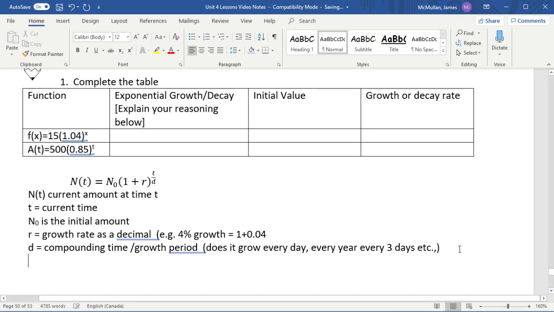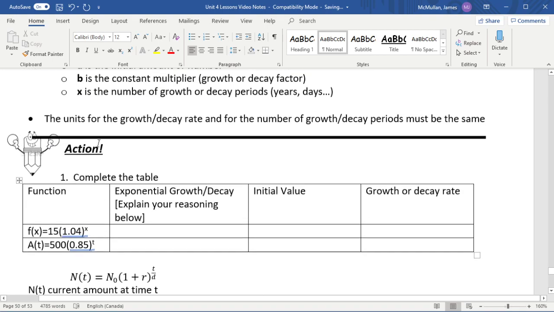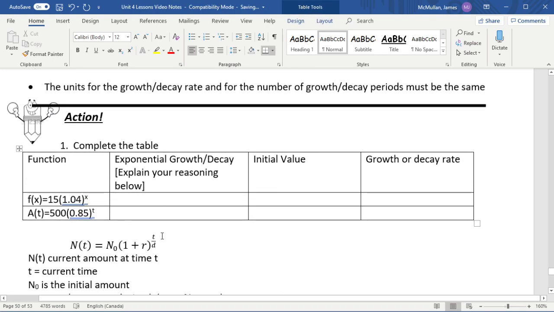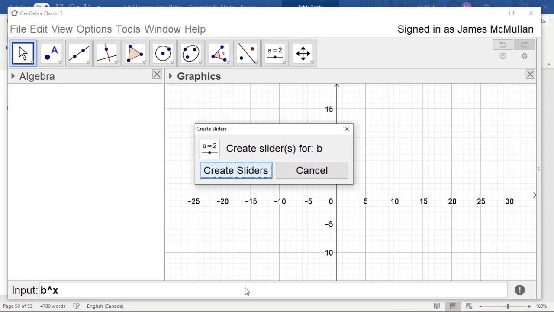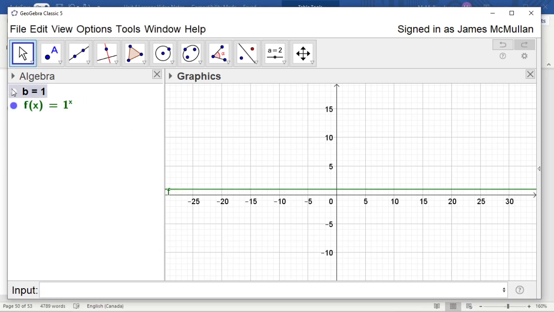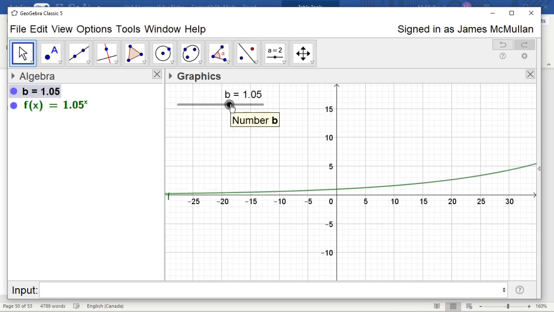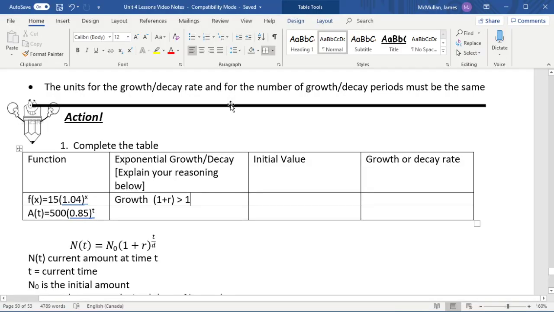If this is different than the unit t is measured in, we have to be careful. If it's not different, then we can just ignore it. So here, let's just go through these ones as an example. This one is definitely going to be growth. The reason is because 1 plus r is bigger than 1, right? If you go back to an exponential equation, you'll remember that you always have growth if b is bigger than 1, and decay if b is less than 1. So you have 1.04 here. 1.04 is bigger than 1, so you have growth.